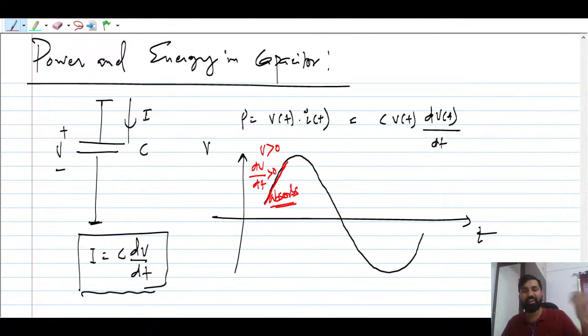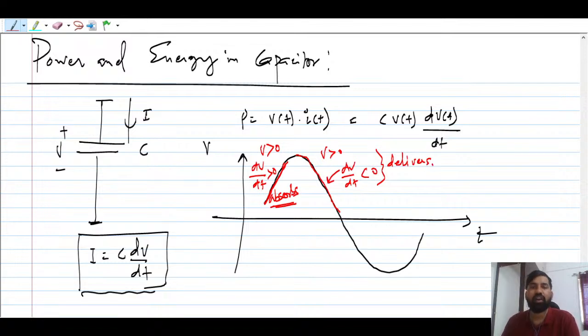If the slope is negative, see here, the voltage is positive, but the slope is nothing but dv/dt, which is less than 0. Differentiation or derivative always indicates slope; that is very important to remember. So here dv/dt is less than 0, and in this region the power is going to be delivered.